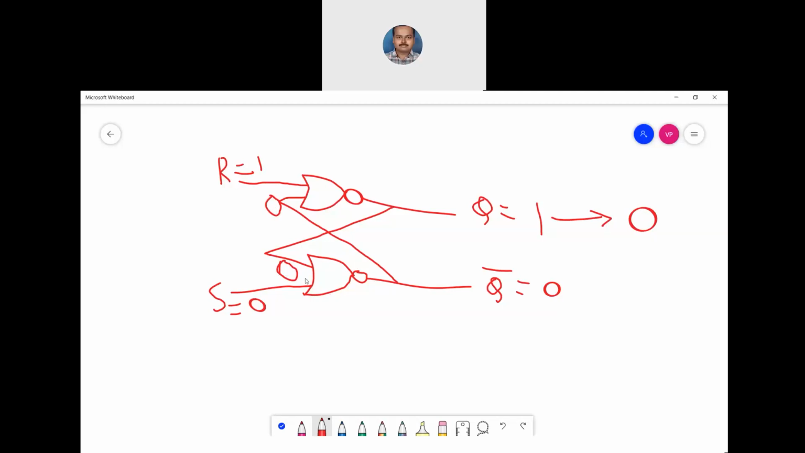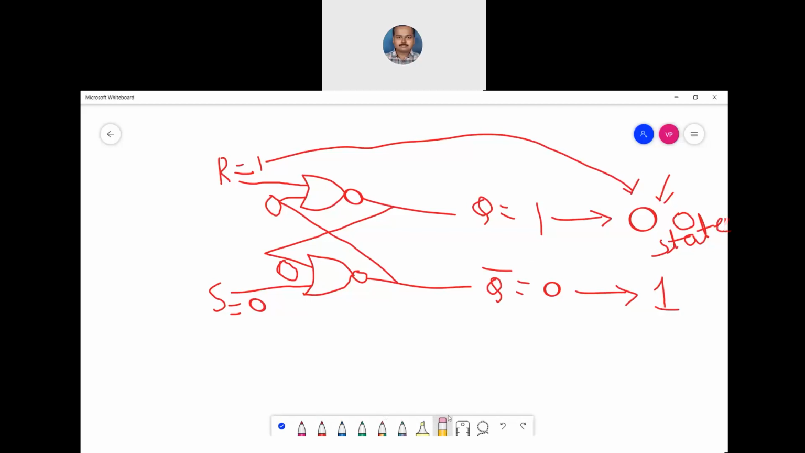Now as I said here, since the output Q is acting as an input to the second one, when both are 0 0, what will happen here? This is equal to 1 here. It means that R is nothing but reset, S is set. When R is 1, the output will be reset. The output will be in 0 state here.